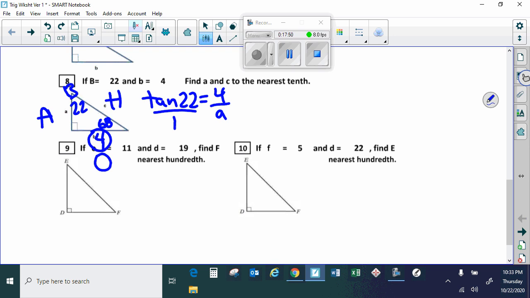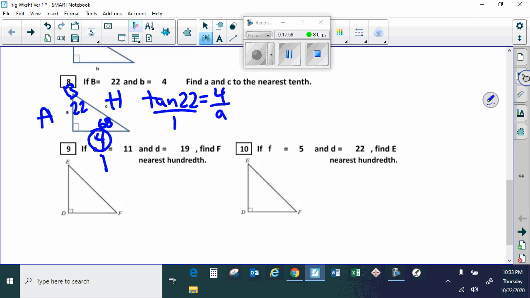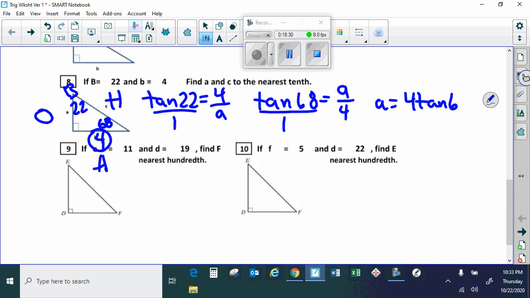Now, if I chose to use the 68 degrees instead, which then makes this the adjacent and this the opposite, I'm using 4, and I'm solving for A. So I can use tangent of 68 equals the opposite, which is little a, over 4, the adjacent. Now when I cross multiply, I get A right away. A equals 4 tangent 68, and I don't have to do 2 steps.